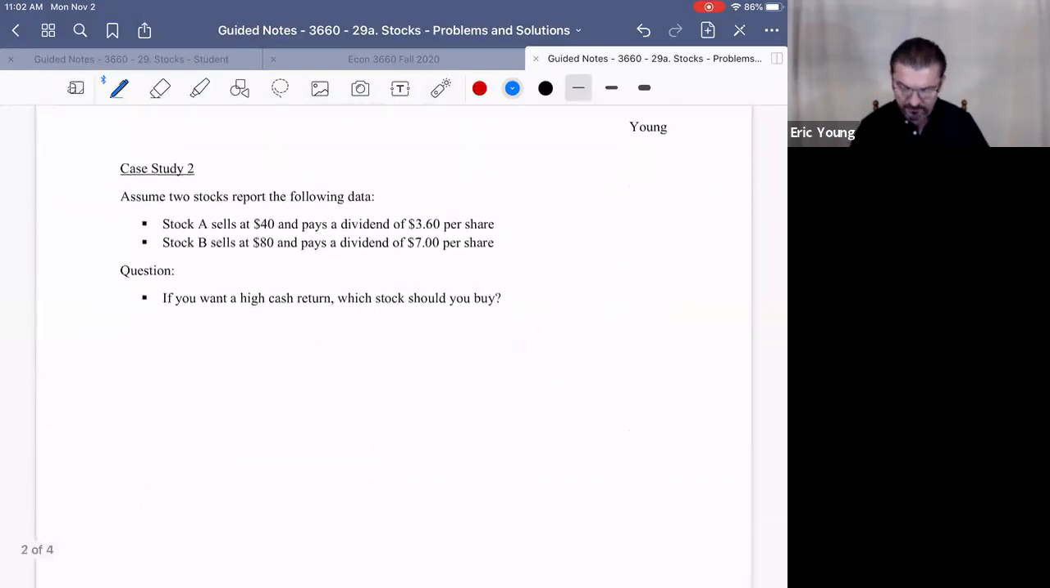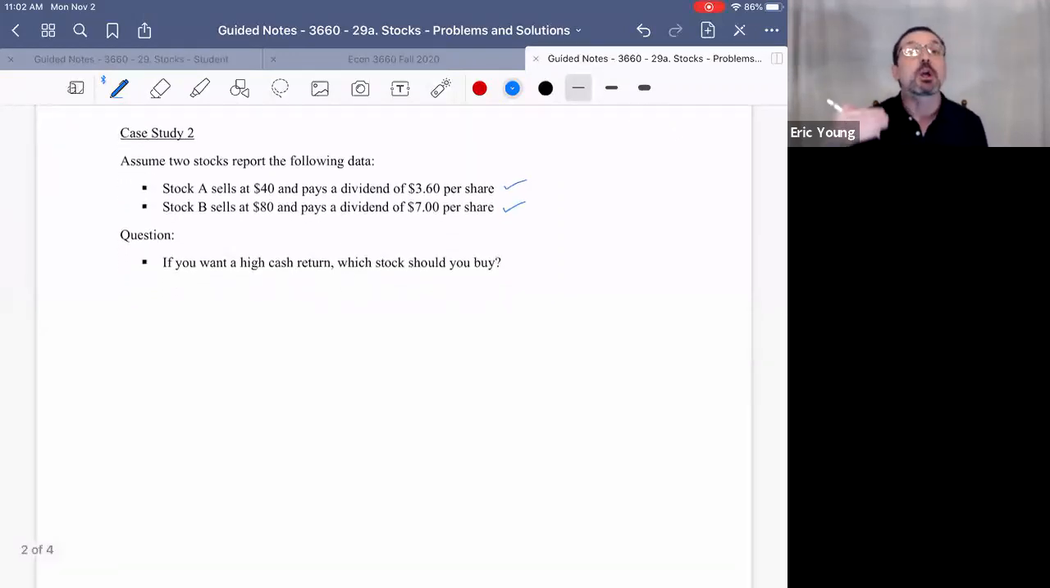Let's get case number two. You have some data on two stocks, stock A and stock B. Stock A currently sells at $40 per share, pays a dividend of $3.60 per share. Stock B sells at $80 per share, paying a dividend of $7 per share. Okay? By itself, those numbers mean nothing. But let's say that your investment criteria is that you are looking for high cash return.